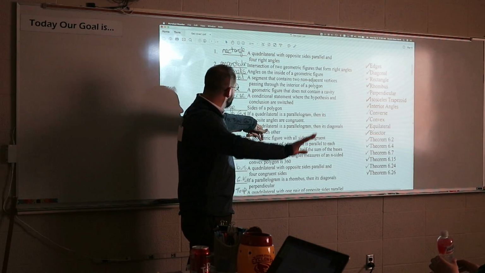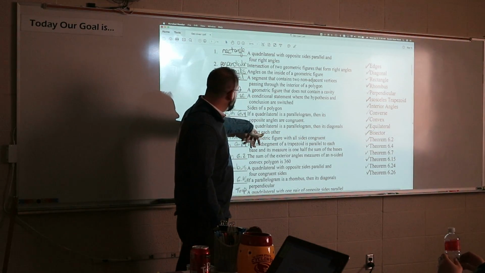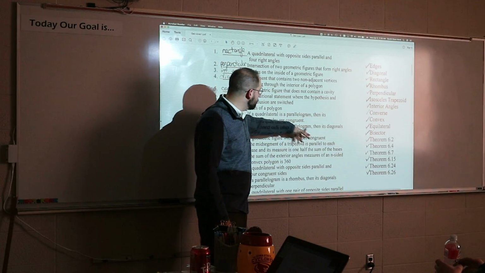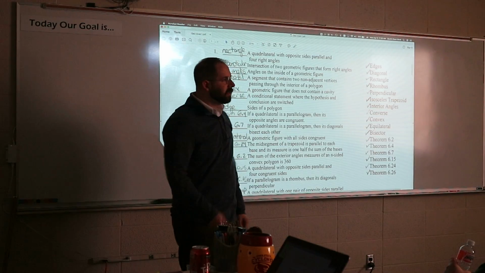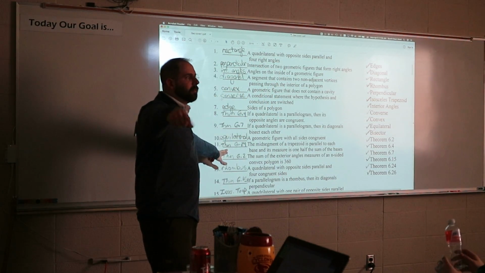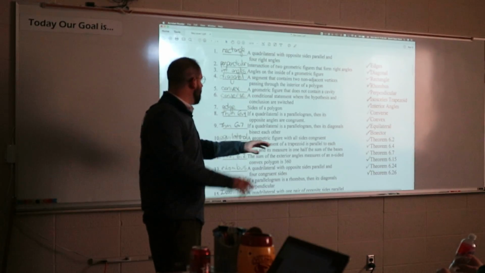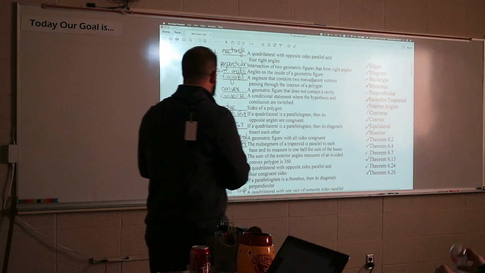6.24. Mid-segment of a trapezoid is parallel to the bases, and it measures half the sum of the bases. That's 6.24, the theorem about trapezoids. That one in particular is the one you have to use on problem number 9 on the back page. You have to use that idea that you add the bases together, divide by 2, that gives you the mid-segment. We'll get to that one.